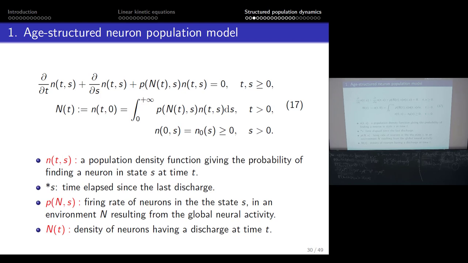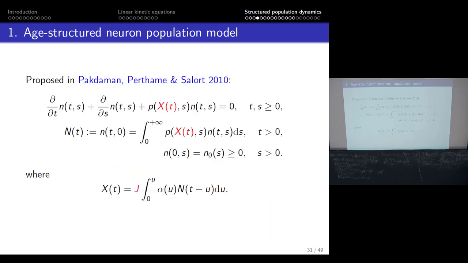So capital N of t will be the flux of neurons which are discharging at time t. Also, it is the global activity. This model was introduced in the Pakdaman, Perthame and Salort 2010 paper, but here they used a different notation.